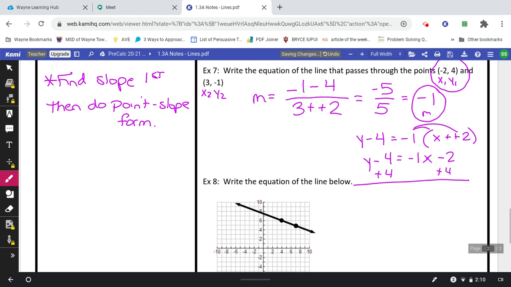Okay, so I end up getting a final answer of y equals -1x, which most often you'll see people write as just -x. If you want to keep the 1 there, that's okay. And then plus the 2. Y equals -x plus 2.